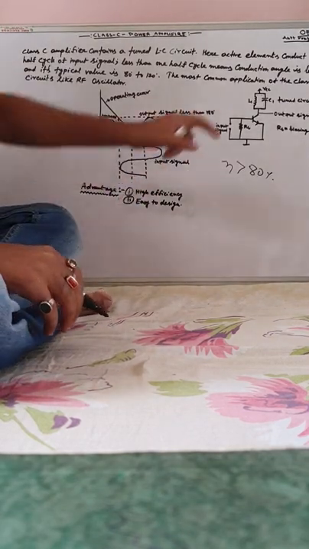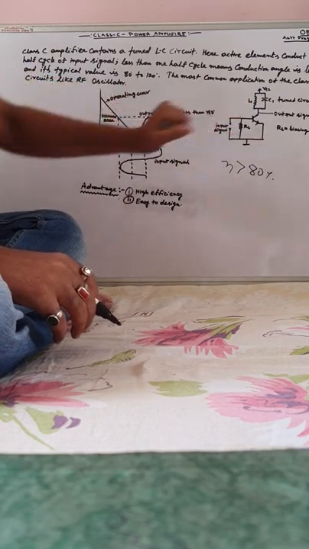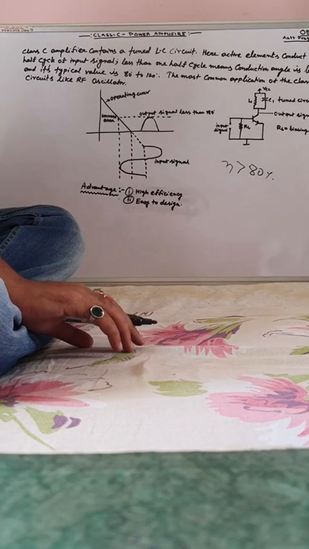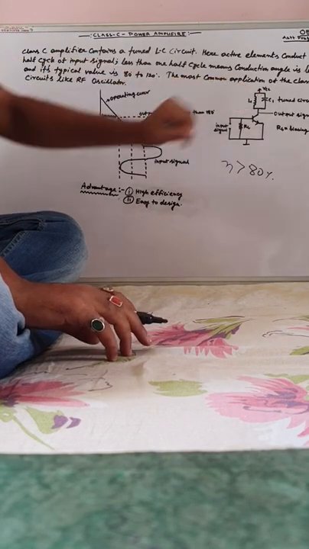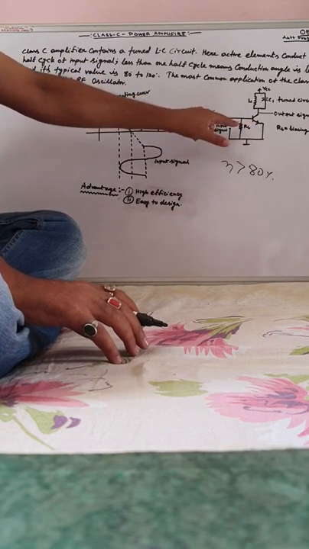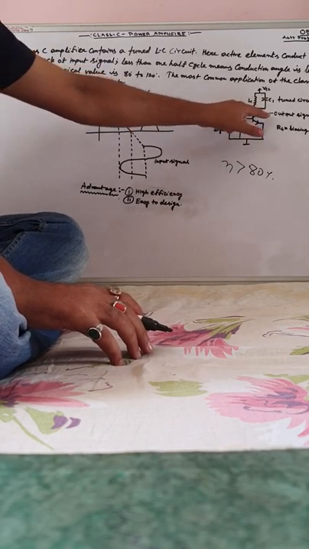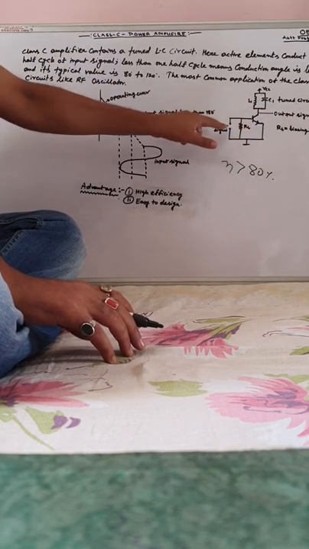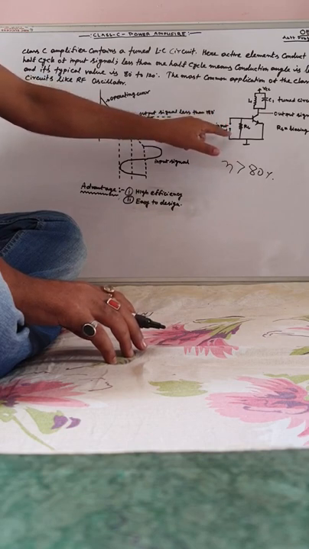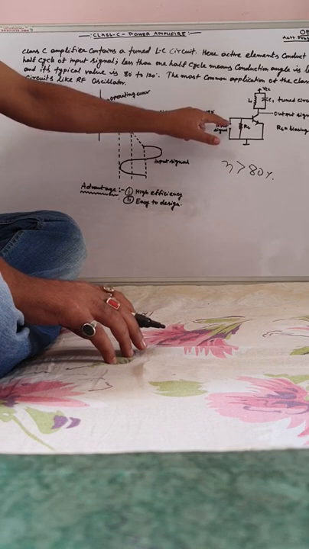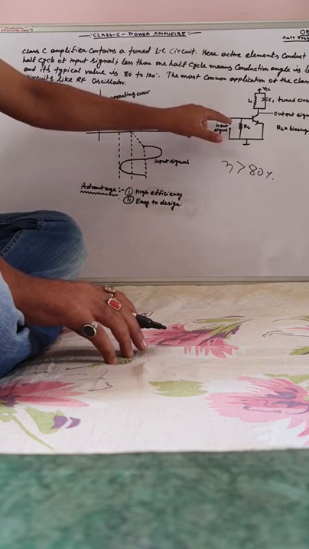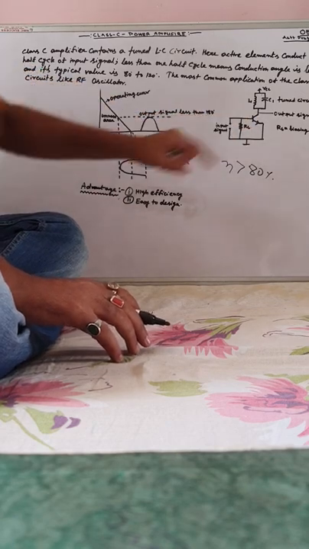Actually, we use a common emitter configuration transistor and an LC tuned circuit at the collector terminal of the transistor. This is the collector terminal, this is base, this is emitter. This is the biasing resistor, and the output signal is taken from the collector. This is the input signal connected to the base and emitter terminals. This is positive input, this is negative. The input signal is applied to the base terminal. This is common emitter configuration.